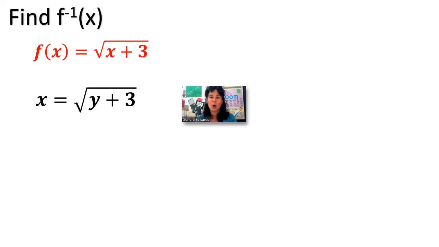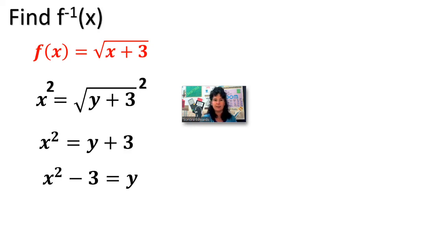Okay, now that I've swapped the x's and y's, I'm going to solve this new equation for y. To get rid of the square root, I'm going to square both sides. Then I'm going to subtract 3 from both sides. And I now know that y equals x squared minus 3. This is the inverse function, but if we want to use really good notation, and we do, let's change that y into f inverse of x. All right, there we have the equation for f inverse of x.